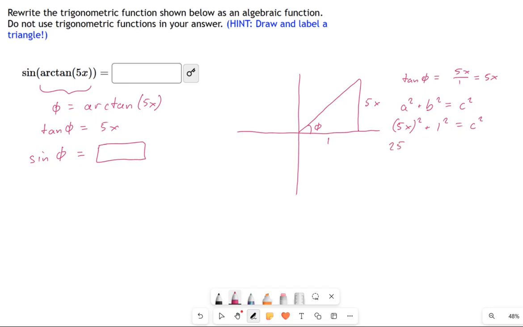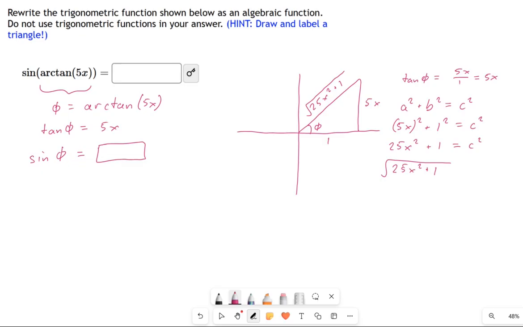And this might be a common mistake right here. Make sure you square both the 5 and the x. So we get 25x squared plus 1 equals c squared. And then this becomes the square root of 25x squared plus 1. So that's my hypotenuse. It's this kind of ugly square root thing. So square root of 25x squared plus 1.